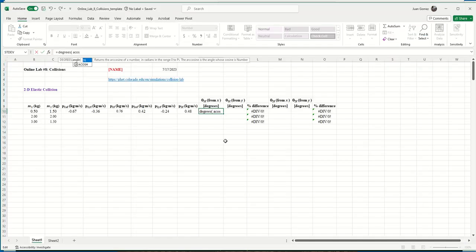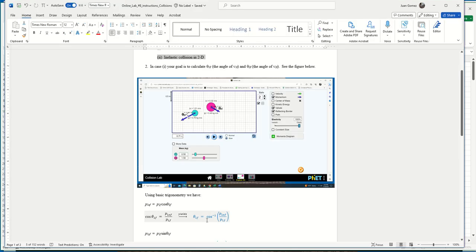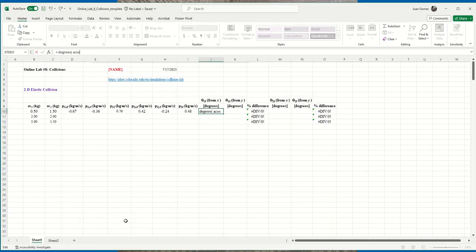So what I'm going to do is enter the inverse cosine, and remember, I want it to be P1XF over P1F, but I don't want any negatives. So it's going to be the inverse cosine, parenthesis, then an abs, meaning absolute value, then another parenthesis. Then it's going to be P1XF, that's D10.